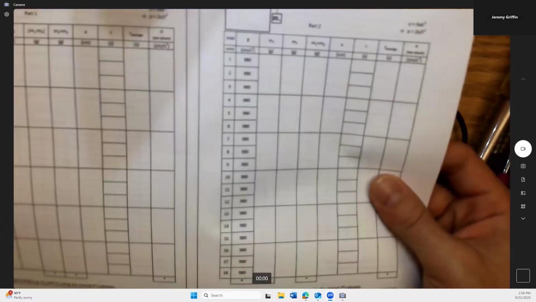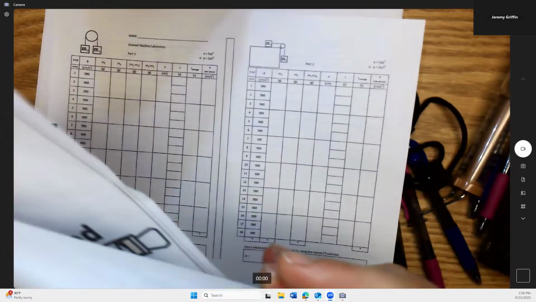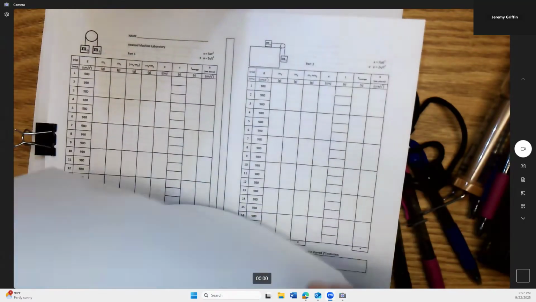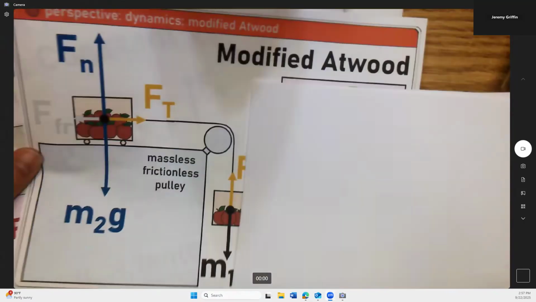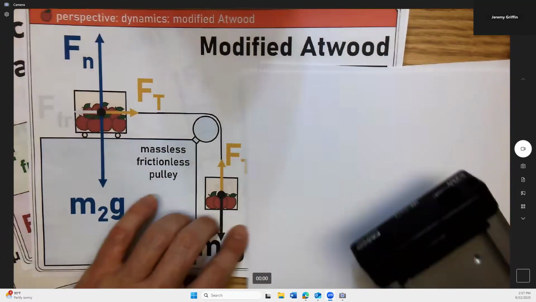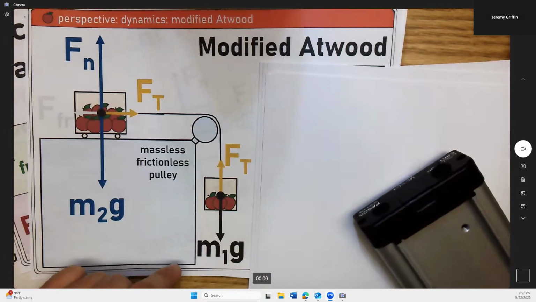Okay. And then last part, let me swap up my posters here. Okay, is what's sometimes called a modified Atwood. Now this one, I still got two masses, M1 and M2. But guys, which one of these masses does the weight cancel out? Is the weight canceled out?